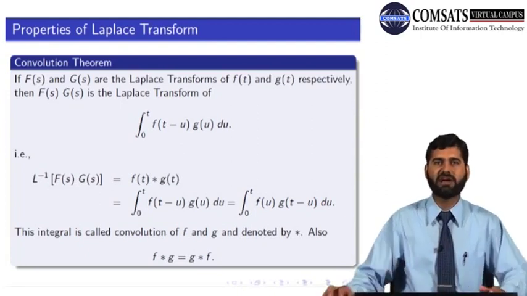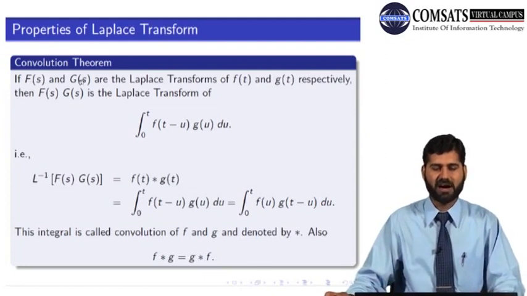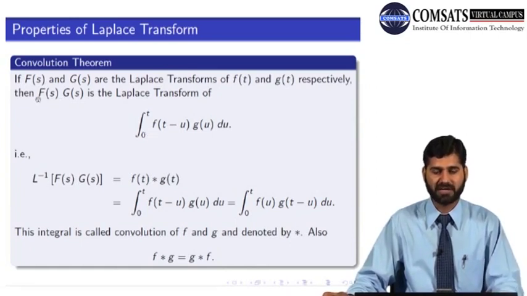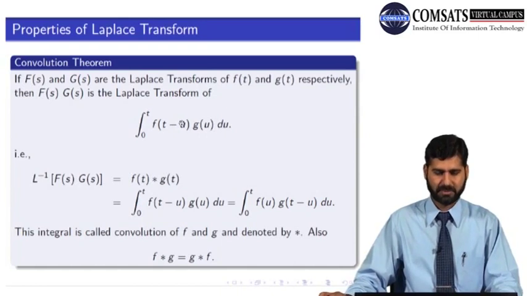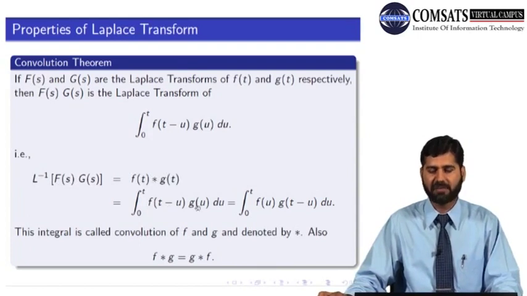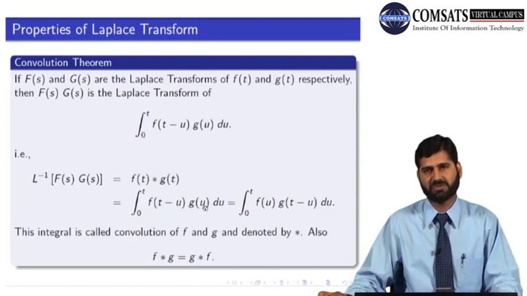All right. So we define convolution. If F and G are the Laplace transform of small f and small g respectively, then FG is the Laplace transform of this thing. Means the product is the Laplace transform of this thing, and this is defined as the convolution basically. That is, the Laplace inverse of F(s) G(s) is f(t) star g(t). f star g is the convolution basically. And this convolution is not defined by just the product. It's defined by f of one is t minus u and the other is u.